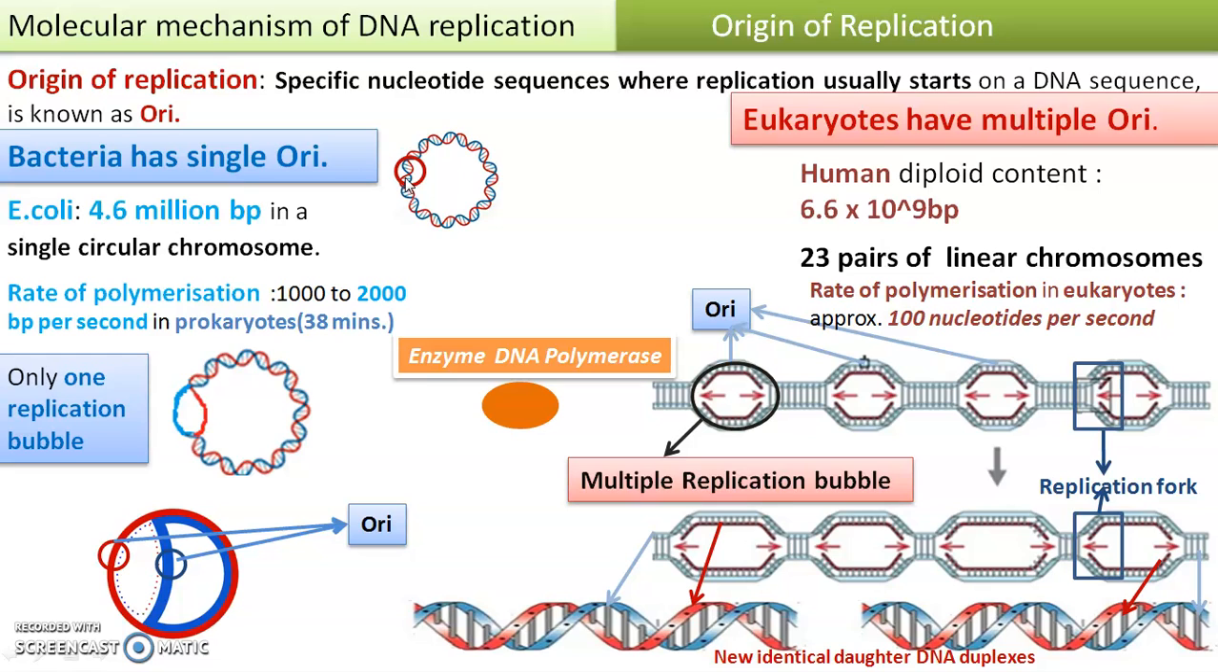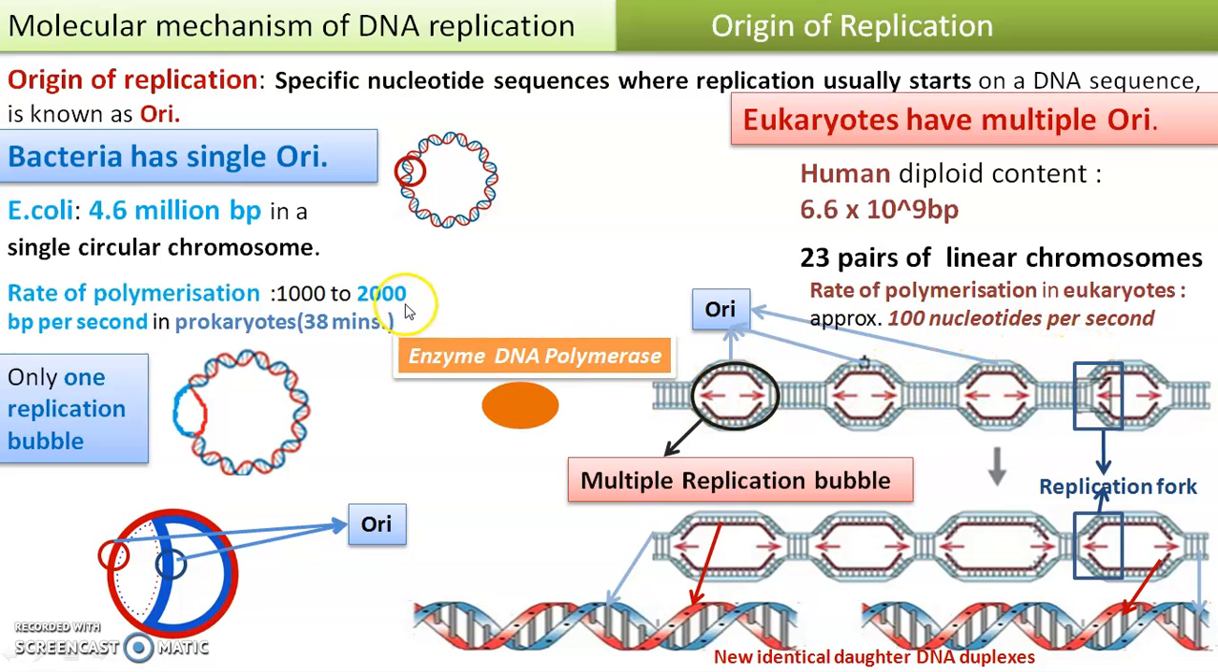And for that, it has to have a sequence which guides that replication process. That sequence is bases, normally ATGC bases in a specific manner, which initiates the process of replication. So when we compare the two types of cells, prokaryotic or eukaryotic cell, prokaryotes have just one ORI, whereas a eukaryotic cell has multiple ORI.